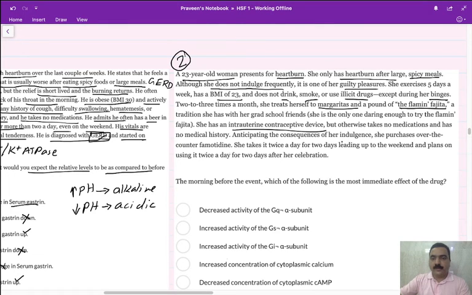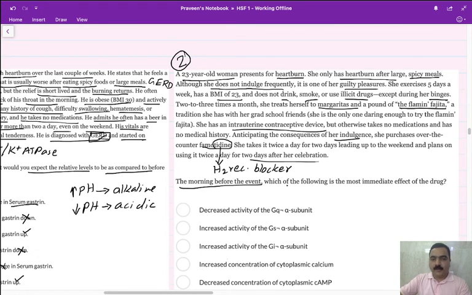Anticipating the consequences of her indulgence, she purchased over-the-counter famotidine. The tidine drugs are what? The H2 receptor blockers, right? She takes it twice a day for 2 days leading up to the weekend and plans on using it twice a day for the 2 days after her celebration. So this is your H2 receptor blocker. Now the morning after the event, this is the question.